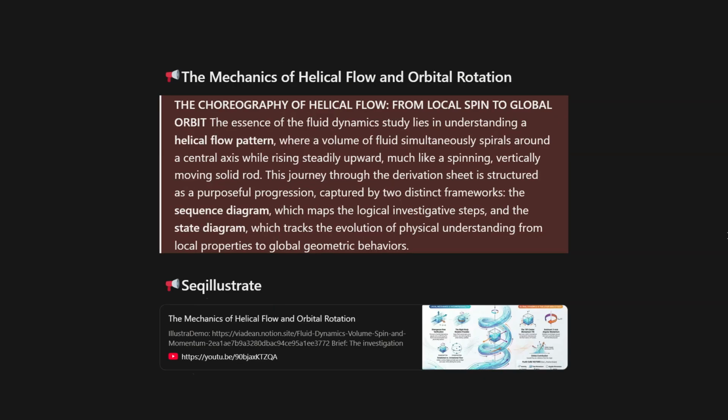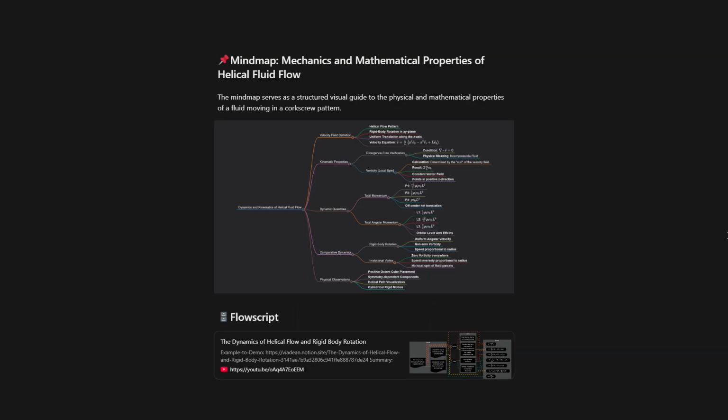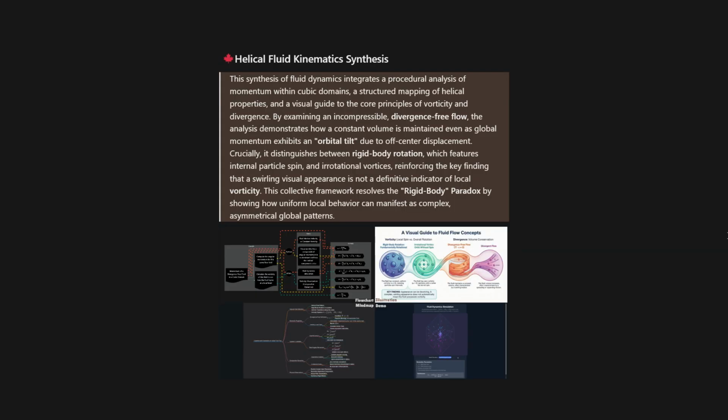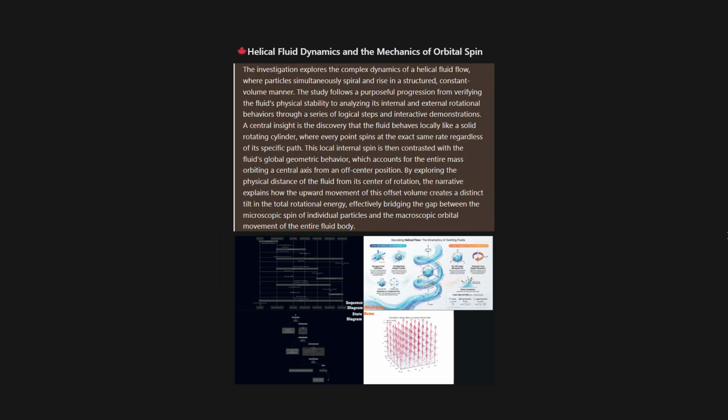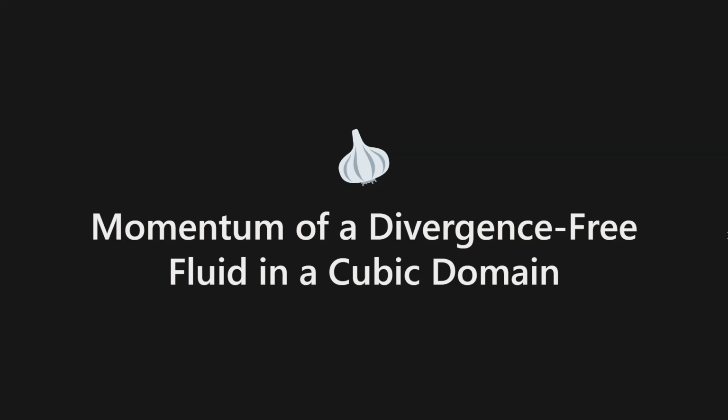Global asymmetry. The study places an observation cube off-center from the main axis of rotation. Because the cube only captures one slice of the swirling flow, the spinning motions don't cancel each other out. This leads to a paradox, where a simple, synchronized local movement creates a complex, lopsided momentum when viewed globally. The fluid inside the box isn't just swirling, it has a collective bias or net push in a specific diagonal direction because of where the box is sitting in space.